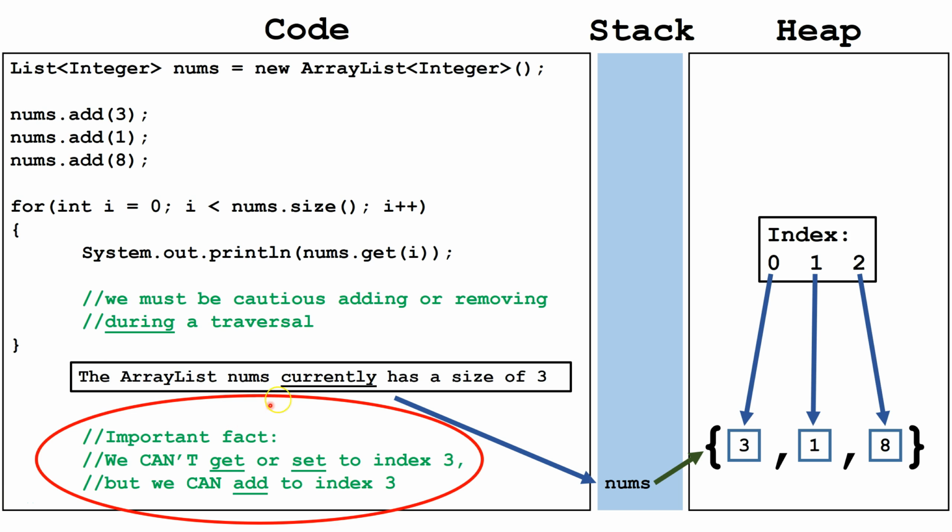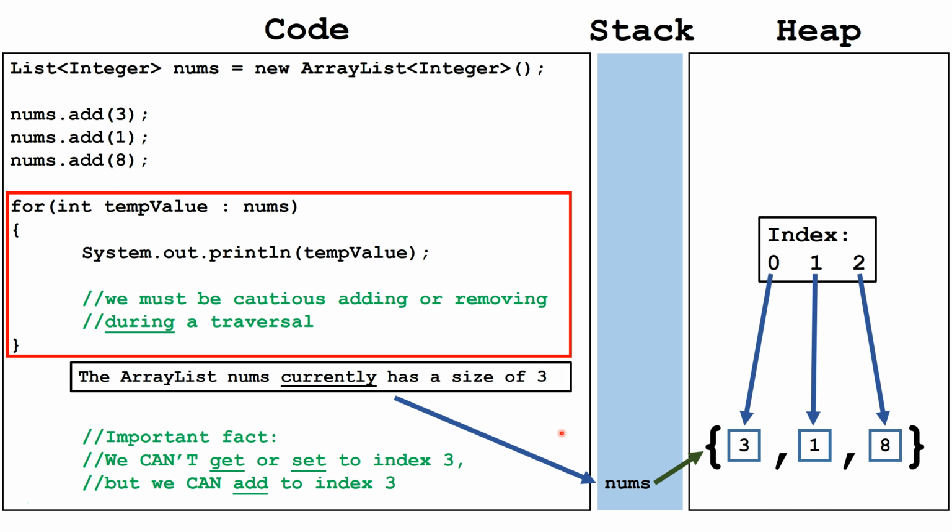An important fact to know about array lists is that we can't get or set to an index that doesn't exist. In this case, index 3, because there is no index 3. However, we can add using the two-parameter add method to one past the final index. In this case, we could add to index 3 because that is where a new element would be placed anyway. We would not be able to add to index 4 because there is no index 3.